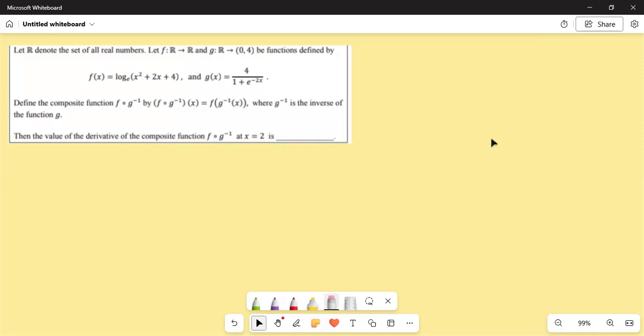In this video, we'll be discussing a question of JEE Advanced, which is from the topic of differentiation. So the question says that we have two functions f and g, which are defined as follows, and we have the composite function f of g inverse. So we just need to find the value of the derivative of the composite function at 3.2. So this is what we need to find.